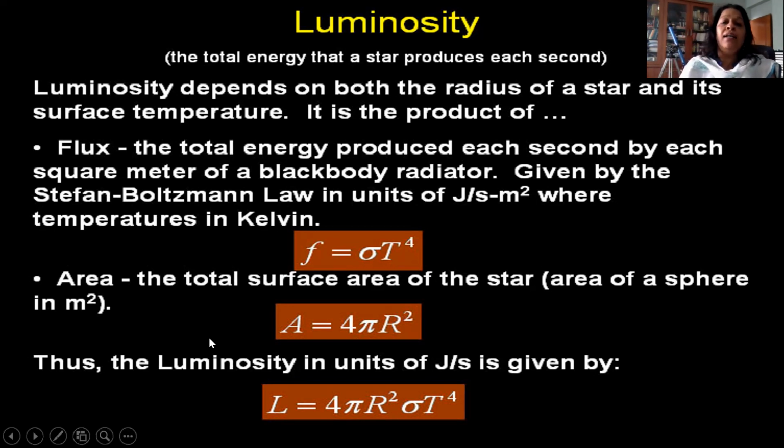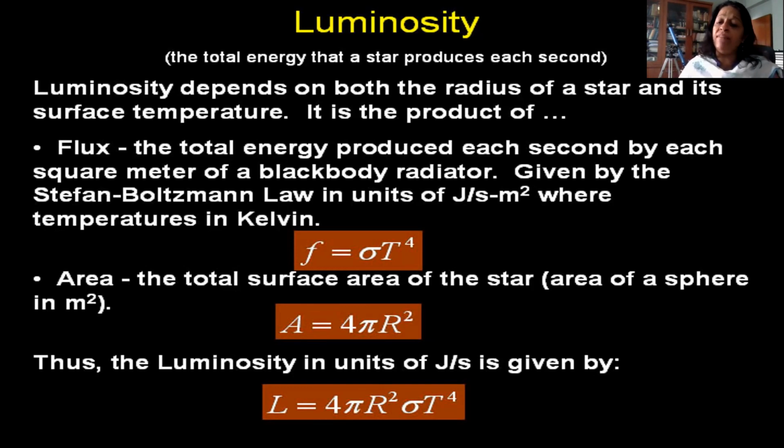Now, if I want to do it in terms of the complete area of a star, if I assume it to be a sphere, which is reasonably good, then the area of the star is 4 pi r squared. And therefore, the luminosity becomes this flux times the area. So it becomes 4 pi r squared sigma T^4. This is a very important formula for you to understand.